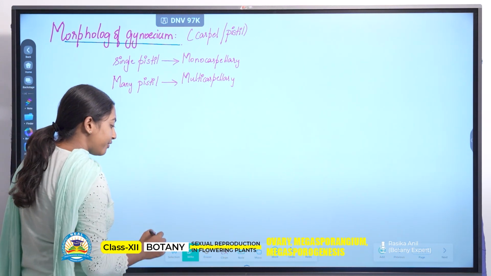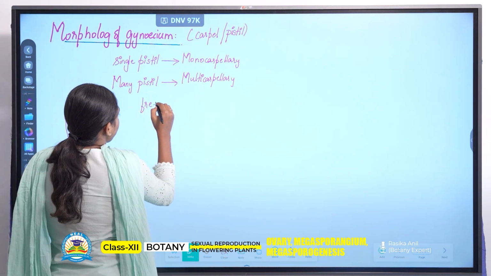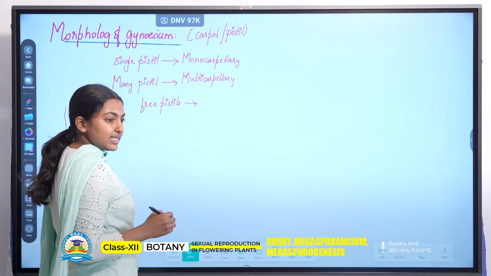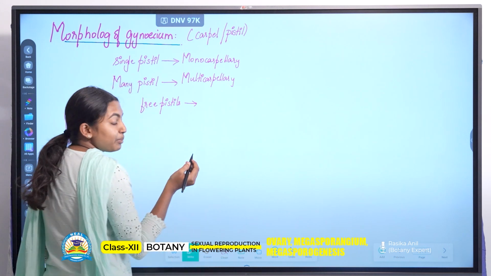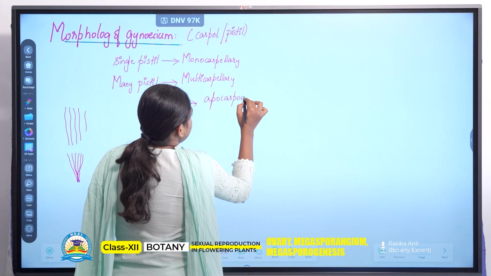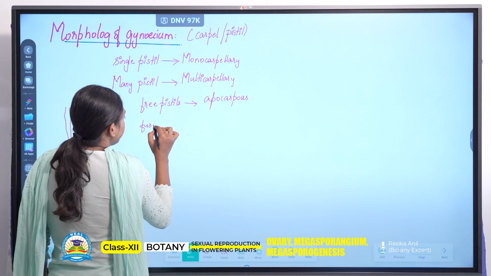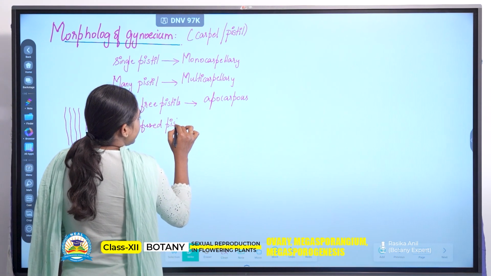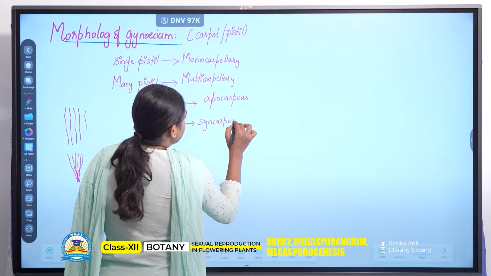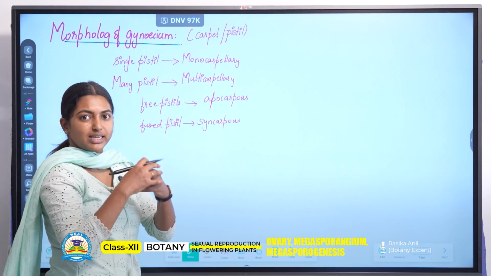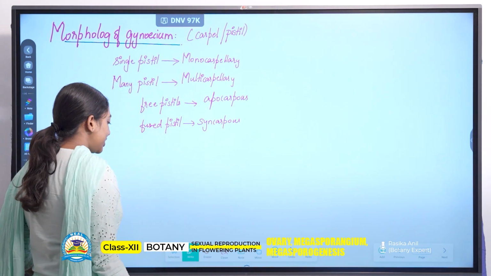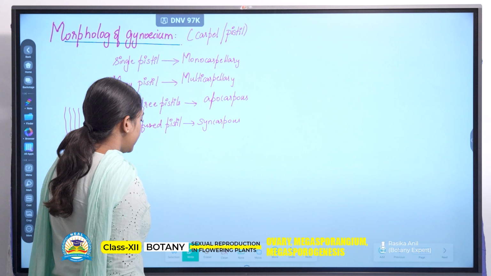Free pistils are called apocarpous. And if it has fused pistils, then it is called syncarpous. See, syngamy means fertilization, fusion, so syncarpous means fused carpels, fused pistils.